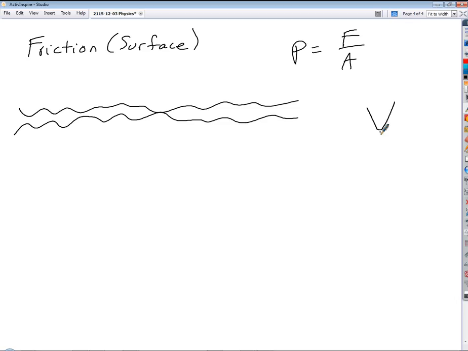Okay, so we got our model, right? We got our surface model of why there's friction. The little bumpies are rubbing past one another. When we talk about surface friction, we really have to divide the friction up into two different categories, though. We have to think about surfaces that are moving past one another, that are actively sliding, and then surfaces that are at rest relative to one another.